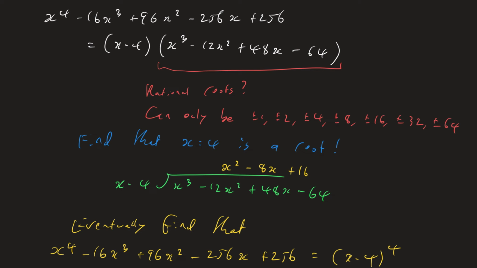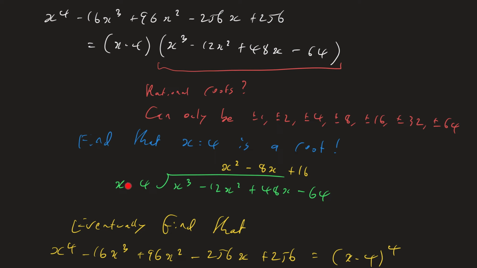Now we repeat the process. We look for rational roots of this cubic equation here. By the rational root theorem, we know that the rational roots can only be plus or minus 1, 2, 4, 8, 16, 32 or 64, because these are the only factors of 64, and the leading coefficient is 1, meaning the only rational solutions are actually integers. By trial and error, by substituting x equals 1, then negative 1, then 2, then negative 2, etc., we discover that x equals 4 is also a root of this cubic equation here.